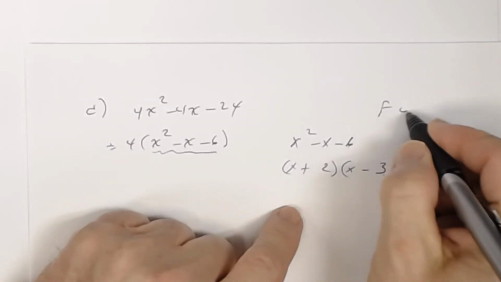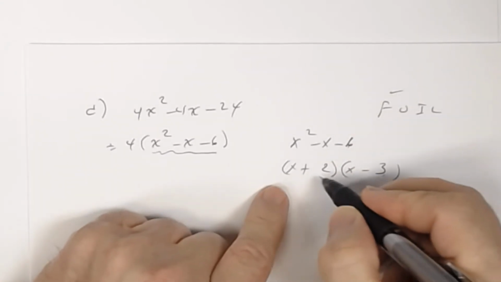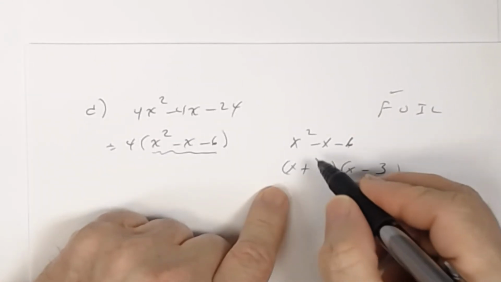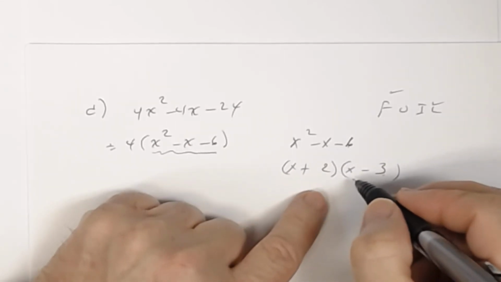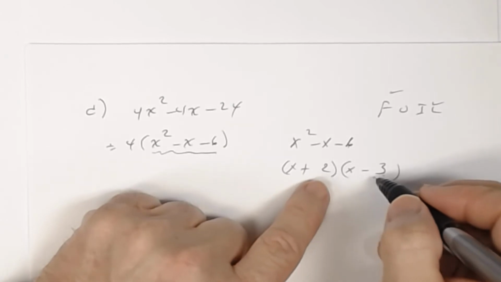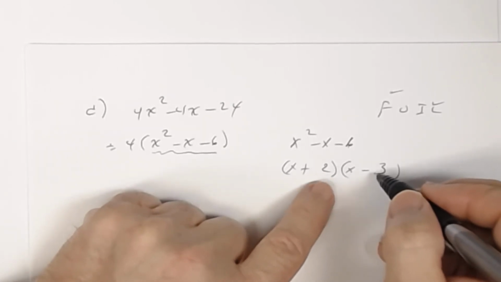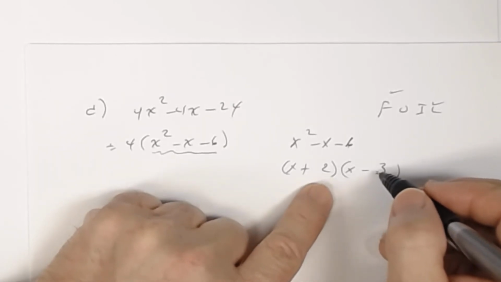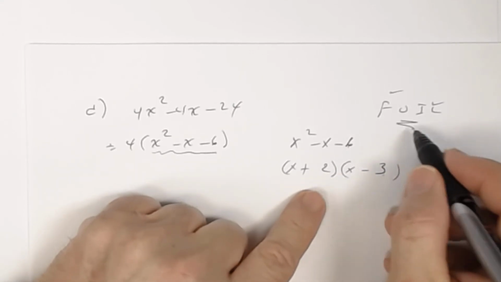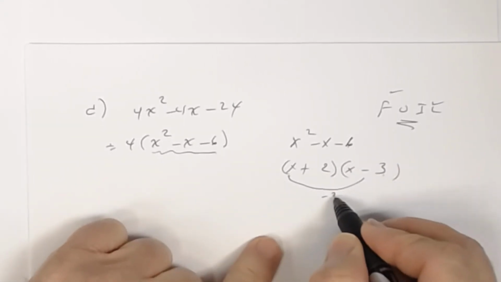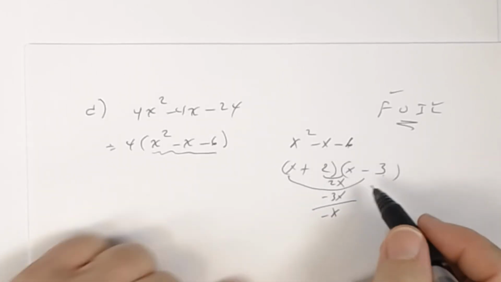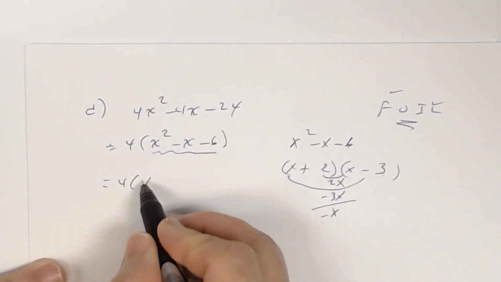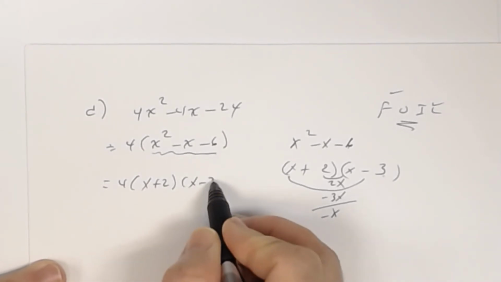Remember, we're using FOIL. So the first of each term multiplied together is x squared. The last of each binomial, when you multiply, will give you negative 6. 2 times negative 3 is negative 6. And then for the outer and the inner, you have a negative 3x and a positive 2x, and you get a negative x when you add them up. And so the answer is going to be 4 times x plus 2 times x minus 3.